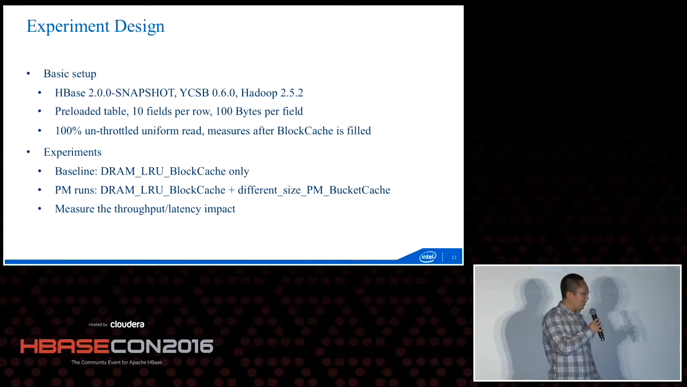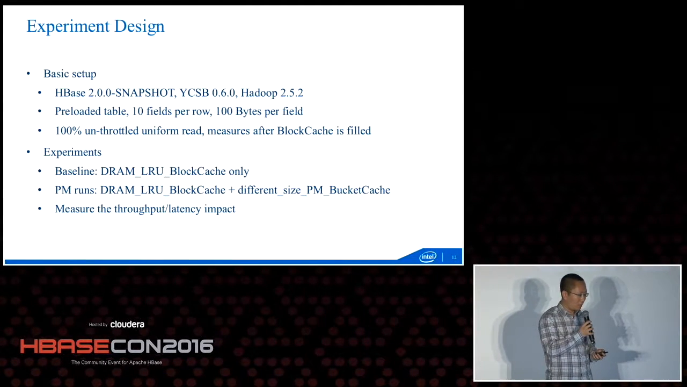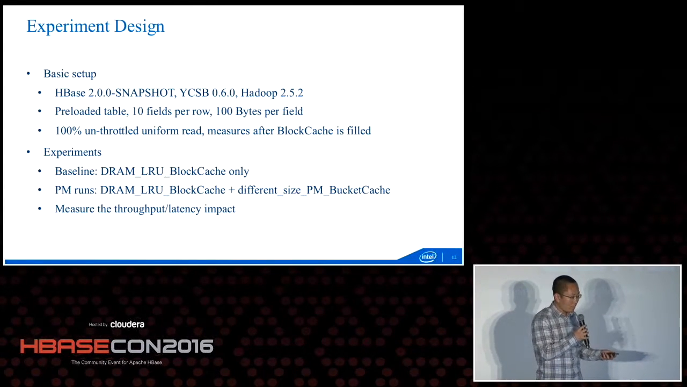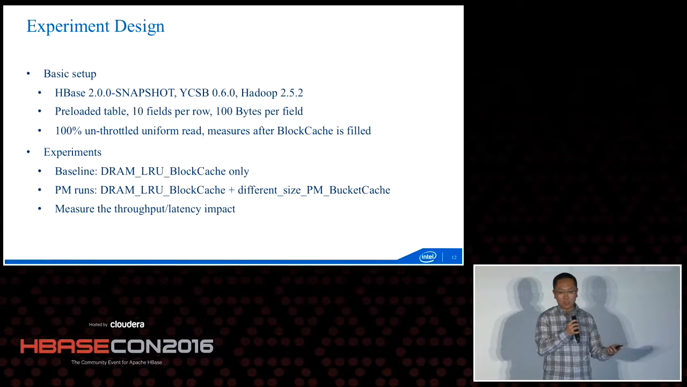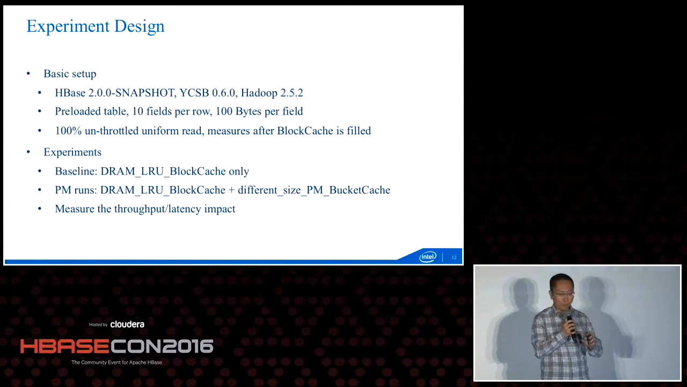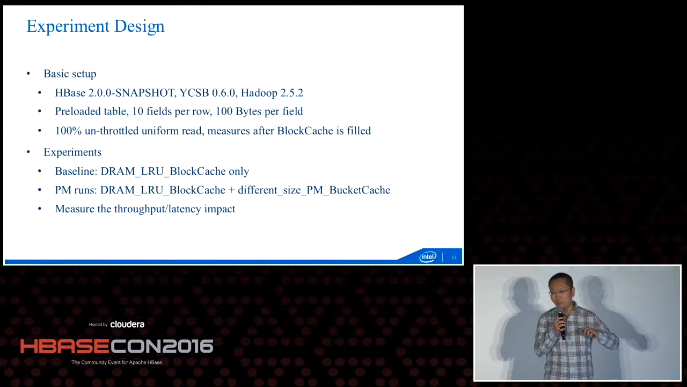For the basic setup of the experiment, we're using the snapshot version of HBase, YCSB 0.6, and a relatively late version of Hadoop, and we preload the table to some size that cannot fit into the memory. We use the default settings: 10 fields, 100 bytes per field per row. We're running YCSB Workload C, 100% read and throttled, without any tweak on the distribution, so totally random. And all the measurements are taken after the bucket cache is fully filled.